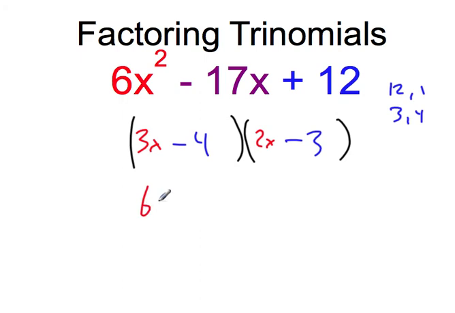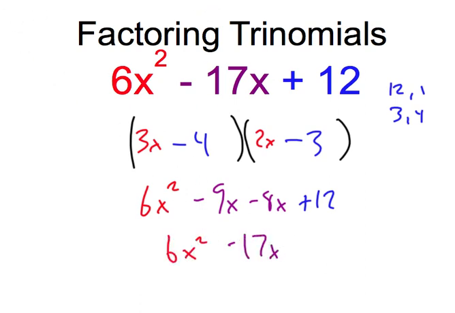3x times 2x is 6x squared. When I multiply 3x times negative 3, that's negative 9x. And then the negative 4 times 2x is negative 8x. And then the negative 4 times the negative 3 is positive 12. And if we combine those terms in the center, we end up getting that negative 17x that we've been looking for this entire time.